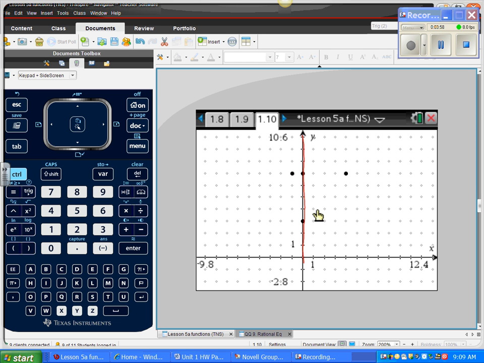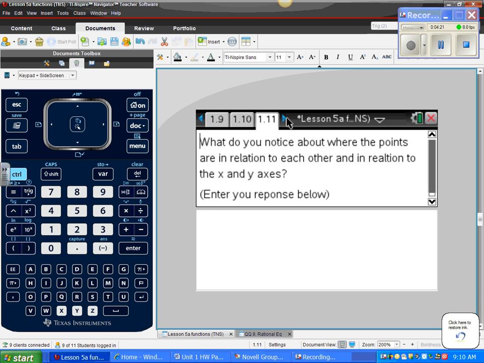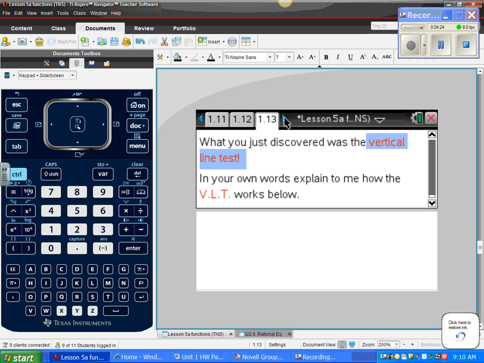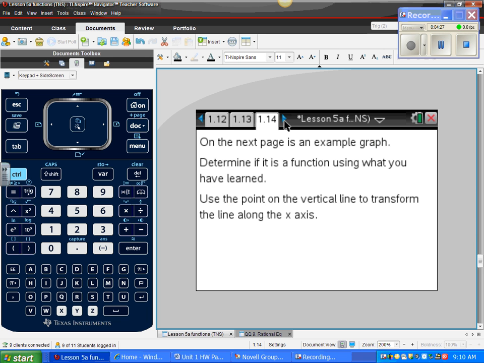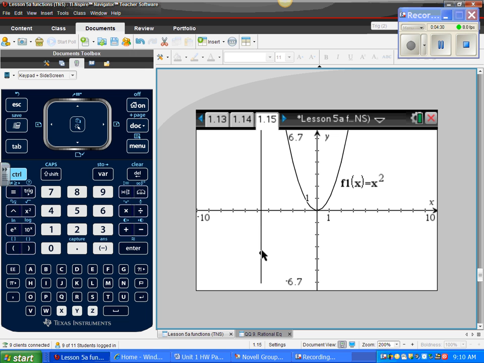There's a test that we use if we look at graphs to determine whether or not something is a function. Who knows what that test is called? Good, vertical line test. You guys remember vertical line test? The vertical line test basically tells us whether or not something is a function by taking a vertical line and passing it through the relation, okay? If I take that vertical line and pass it through my function, and it doesn't cross more than once on that X, then it's a function.